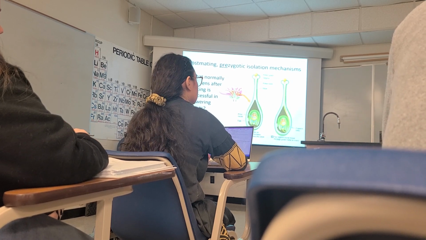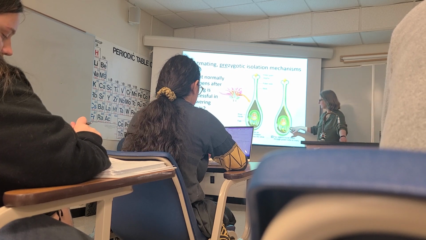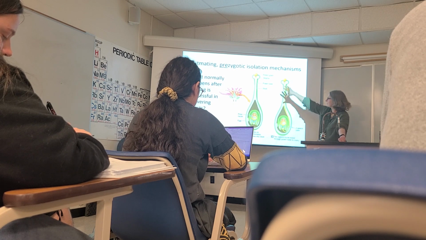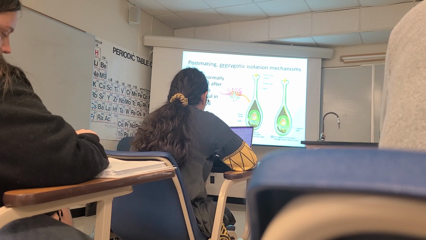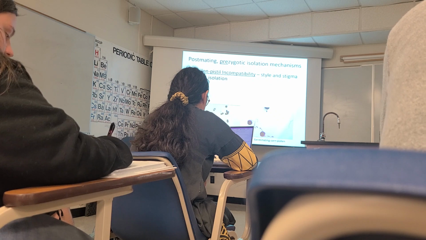But remember, this is still going to be a prezygotic isolation mechanism, which means that for some reason we are not making it all the way to the point where the sperm is actually managing to fuse with the egg. We've managed to get the pollen grain there, but why is the sperm not getting to the egg? Okay? That's going to be a type of isolation mechanism called pollen-pistil incompatibility.